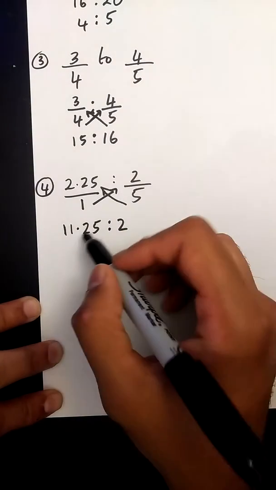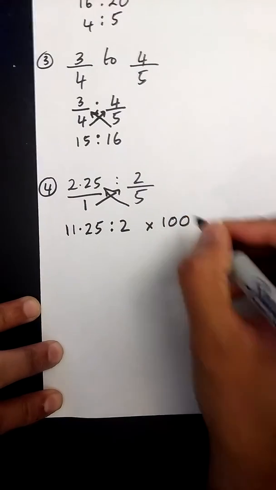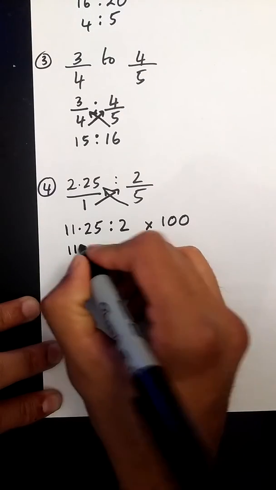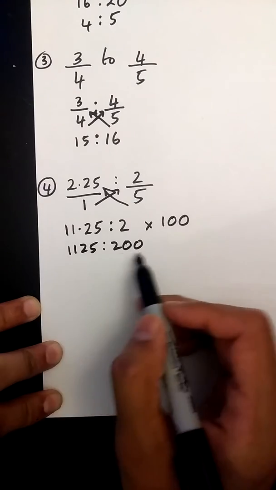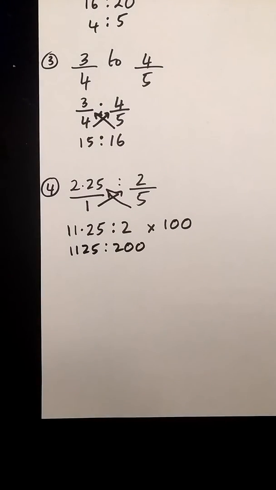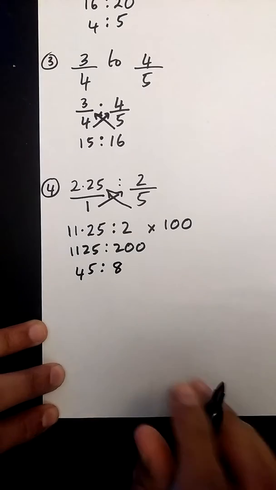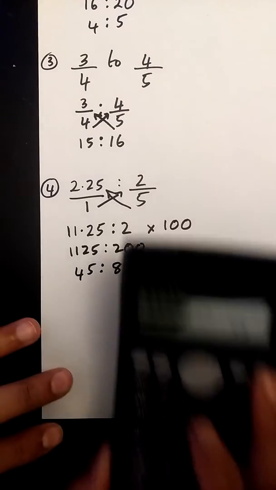Then next I have to get rid of my decimals. I have 2 decimal places here, which means I'm going to multiply by 100 because 2 zeros will get rid of 2 decimal places. So I have 1125 is to 200. I know I can divide both these numbers by 25. So I have 45 is to 8. And again, that is my final solution because I cannot reduce that down further.